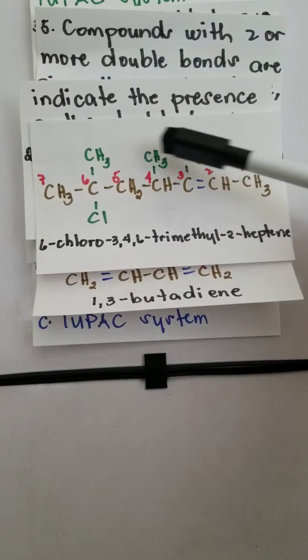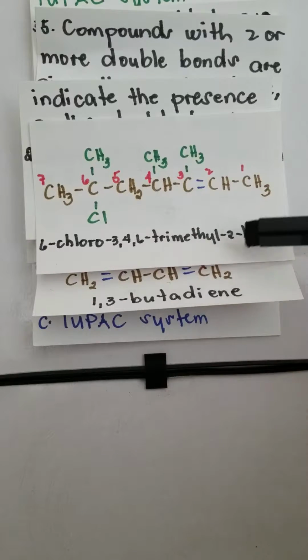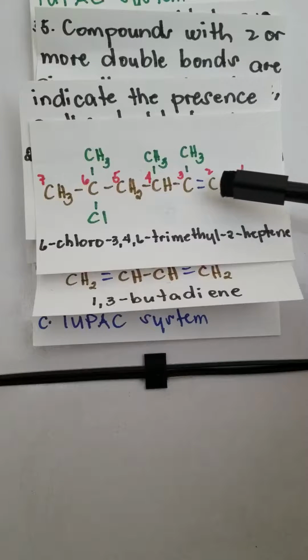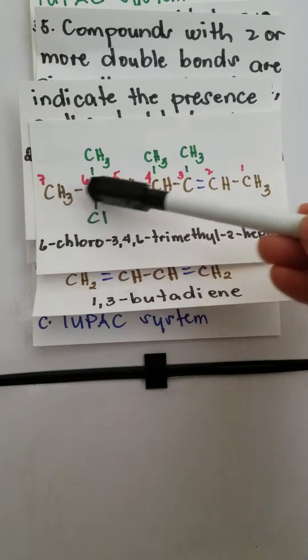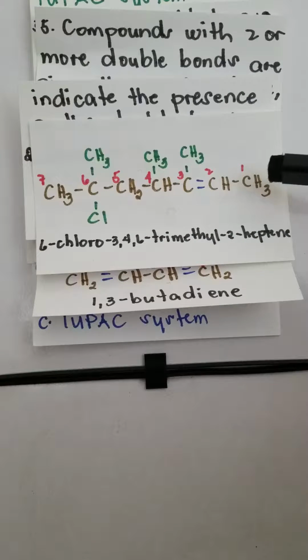Trimethyl, why tri? Because you have 3 methyl groups. Dash 2, why dash 2? Because this is the location of your double bond in your parent name. And then hept, why? Because you have 7 carbon atoms in your longest continuous chain, your parent chain. Hept represents 7 carbon atoms. And then the suffix ene means this is an alkene under the IUPAC system of nomenclature, so 2-heptene.